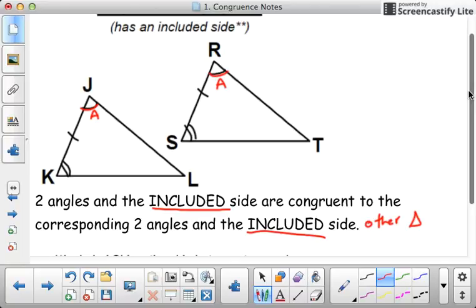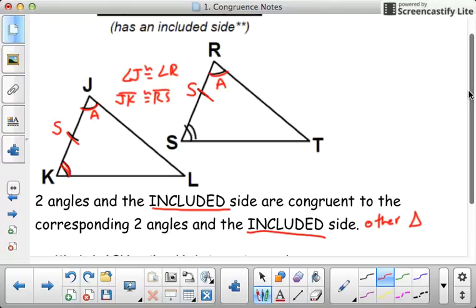So J and R are in corresponding locations. This tells me that angle J is congruent to angle R. I can also see that I've got 1 tick mark here and 1 tick mark here. This tick mark tells me a side is congruent to another side. So J to K is congruent to R to S.